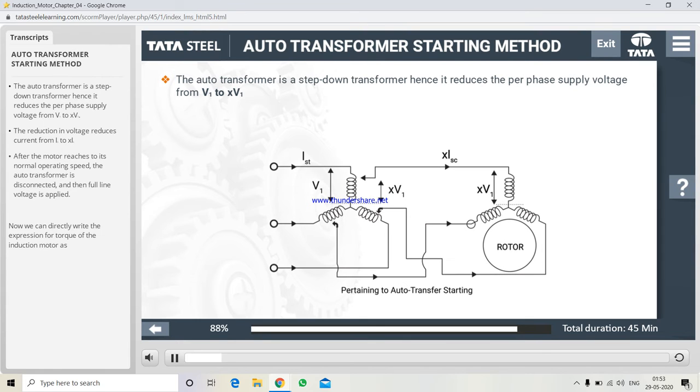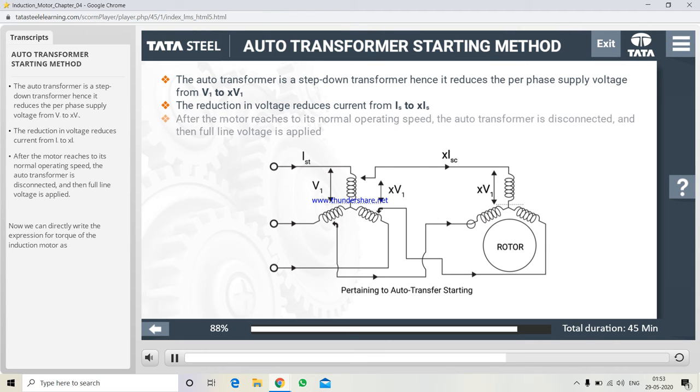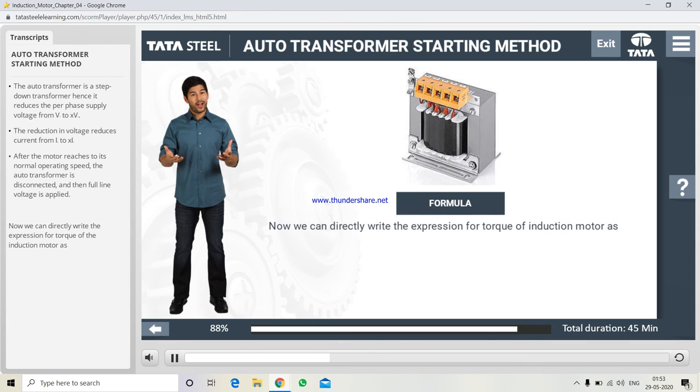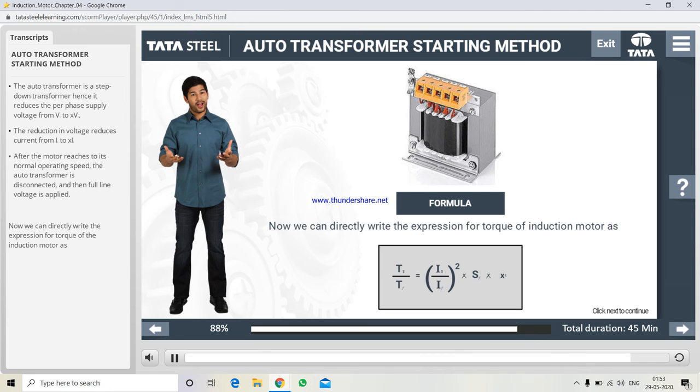The auto transformer is a step-down transformer. Hence, it reduces the per phase supply voltage from V1 to XV1. The reduction in voltage reduces current from Is to XIs. After the motor reaches its normal operating speed, the auto transformer is disconnected and then full line voltage is applied. Now we can directly write the expression for torque of the induction motor as, click Next to continue.